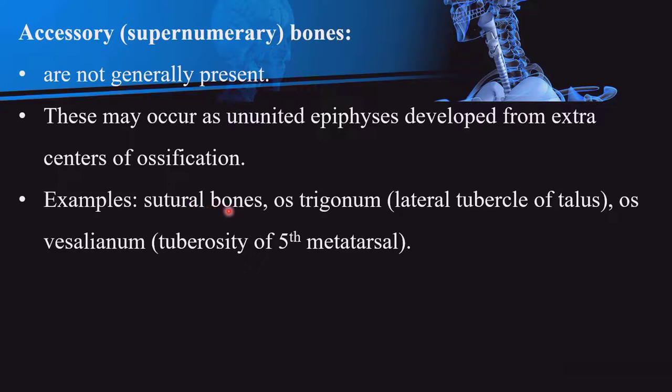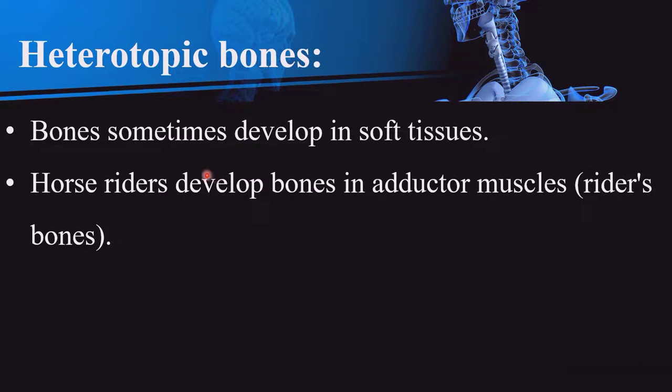So the examples are that might be found in the cranium. They are found in the lateral tubercle of talus and metatarsals. Just remember this bone's name for now. Later in your anatomy, you will be coming across the names of this bone very much and you'll be clear at that time. The heterotopic bones are the bones that develop in soft tissues. Soft tissues can be fat or lymph tissues or muscles. For example, the horse riders develop bones in their adductor muscles, and these bones are called as rider's bone, which could be an example of heterotopic bones.